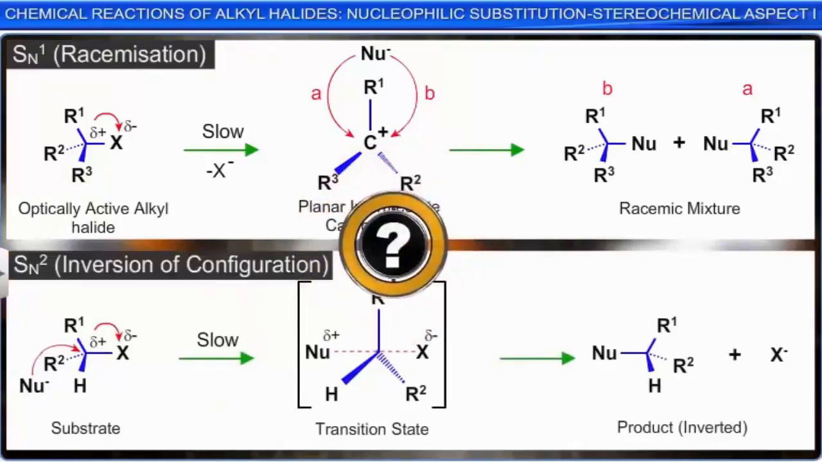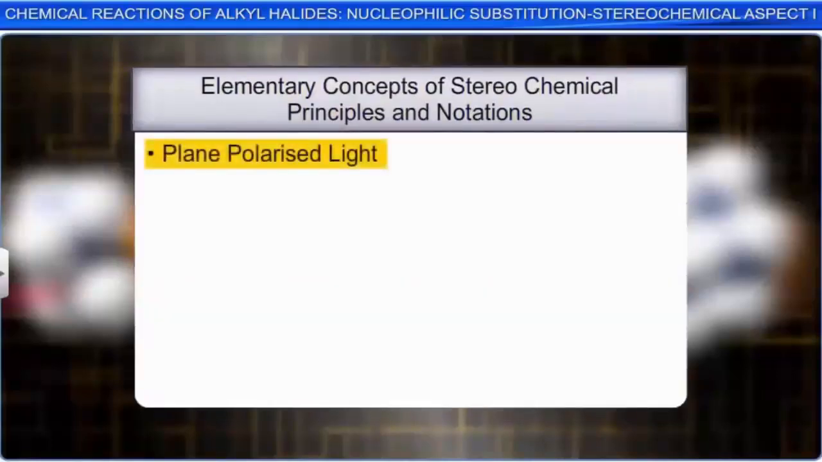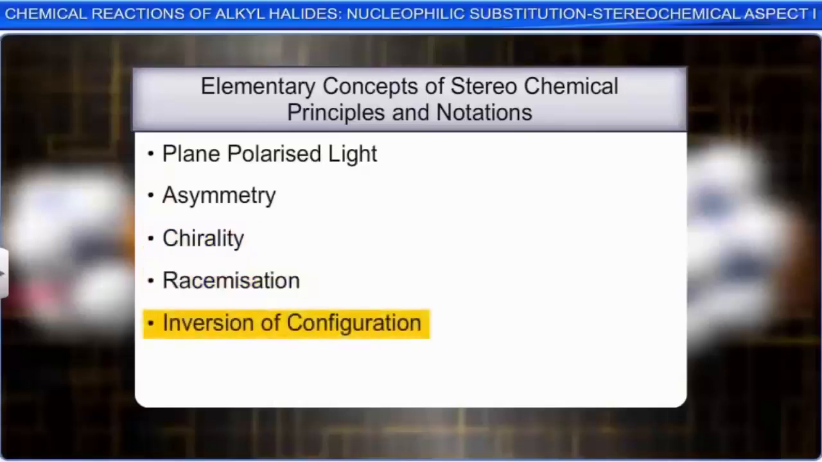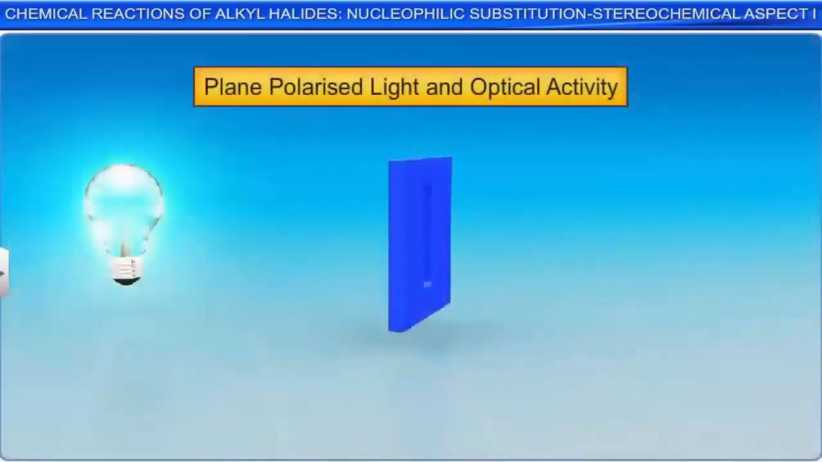Why? In order to understand these concepts, we need to learn some elementary concepts of stereochemical principles and notations, such as plane polarized light, asymmetry, chirality, racemization, inversion of configuration, and retention of configuration. Let's start our discussion with plane polarized light and optical activity.